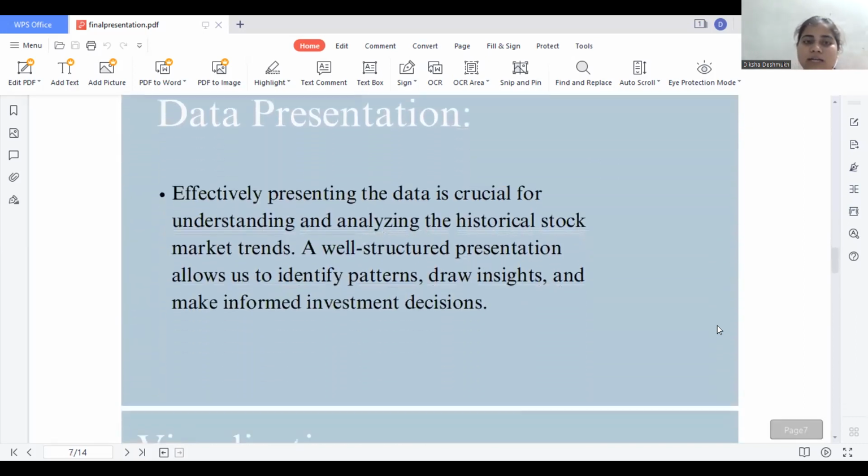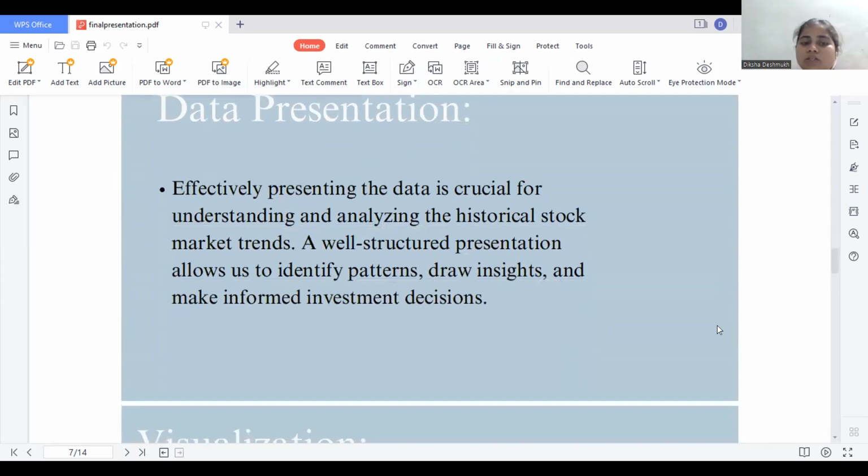The next slide is data presentation. Effective data presentation is crucial for understanding and analyzing historical stock market trends. Presentation is crucial for analyzing the whole historical data. It helps us decide on the values of the stock market. A well-structured presentation allows us to identify patterns, draw insights, and make informed investment decisions. To run a good business, we have to present data in a well-structured format.